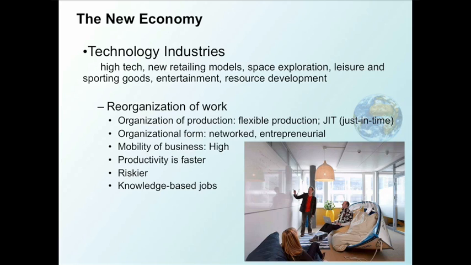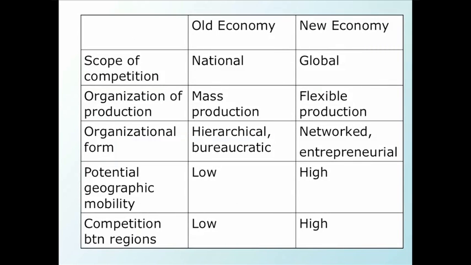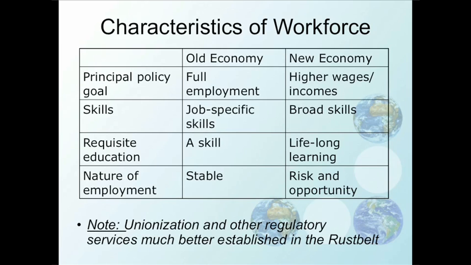So production, rather than being all stuck in one place and very hierarchical, has become flexible. And there are also reduced boundaries, which we talked about a little bit when we spoke about globalization, moving jobs to other parts of the world. Productivity is faster, but it's also riskier for both corporations and for employees because their jobs can be easily lost or become obsolete. And many of the jobs are more knowledge-based.